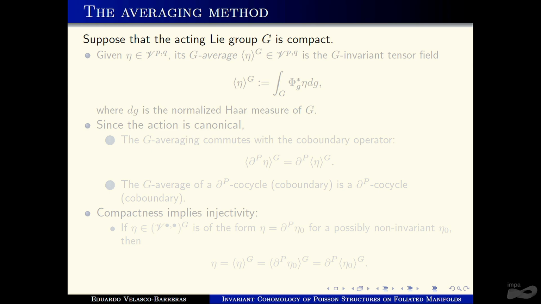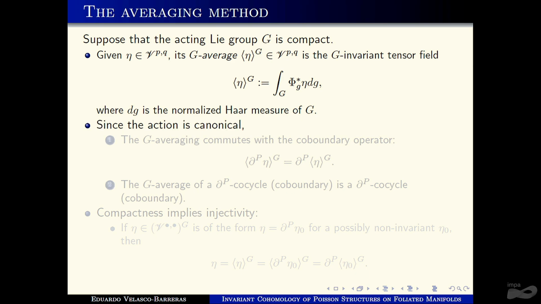So we have to recall some basic properties about the actions of compact Lie groups. If we have a tensor field, its G average is defined by this integral, where here we have the normalized Haar measure of the compact Lie group. And since the action is foliation preserving, the G average takes an element of VPQ to again an element of VPQ, which is G invariant.